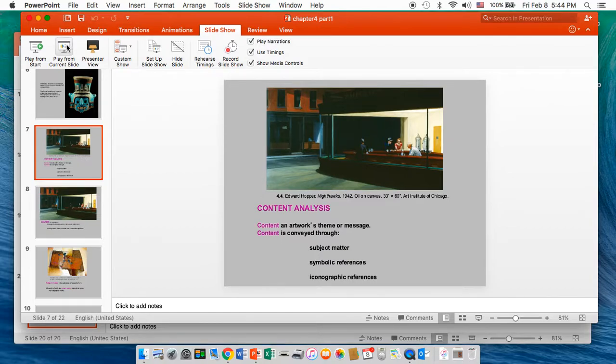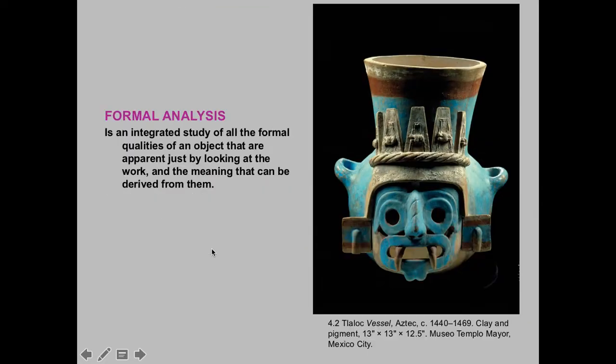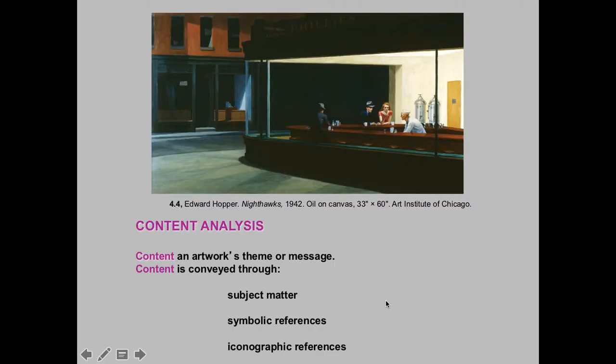Chapter 4, Part 2. So we just looked at formal analysis. We're into content analysis. What does it contain? What is the content? A content is an artwork's theme or message, and it's conveyed through its subject matter, symbolic references, and iconic references. The subject matter, pretty obviously, is people at a diner. But when we get into what more of the meaning of the painting is, through a few different viewpoints, a few different methods, then we get a little bit more deeply into the meaning.